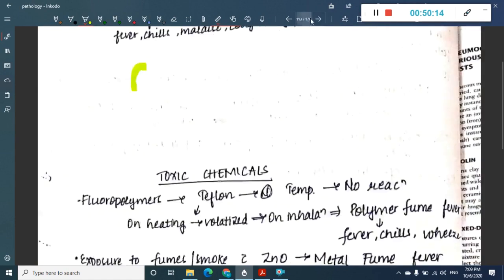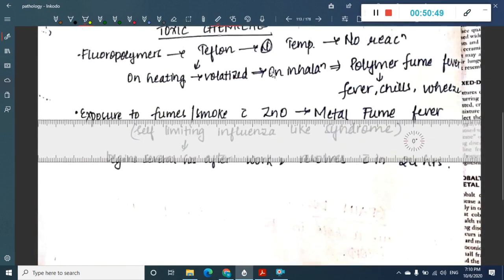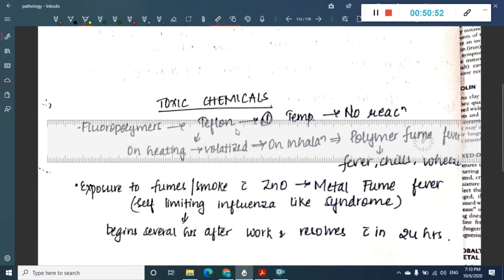Okay, then next is farmer's lung. There is nothing more to remember about farmer's lung, but it is also called mouldy hay, and you should remember the name of the organism, that is Thermophilic actinomycetes, which is responsible for farmer's lung. Farmer's lung is an acute disease. Once the patient is exposed, then after 4 to 5 hours of exposure, he develops symptoms of fever, cough or malaise, dyspnea or wheeze. That is farmer's lung.